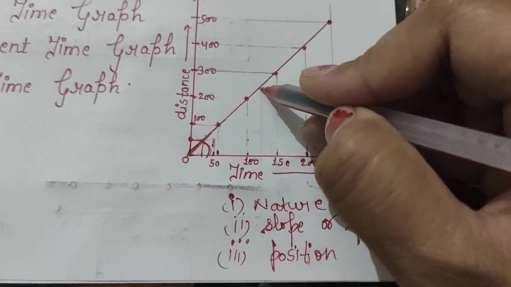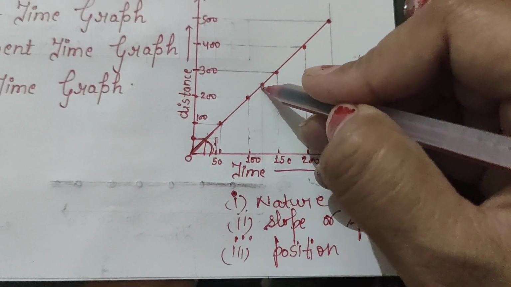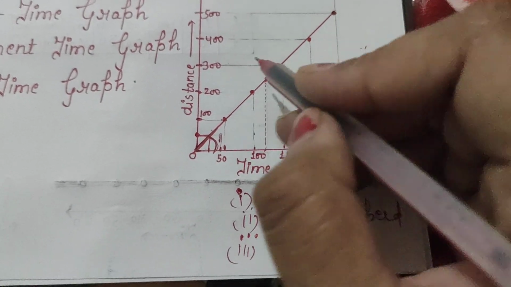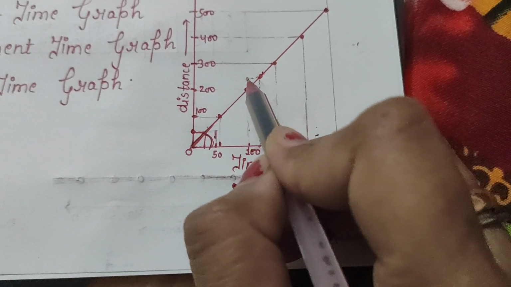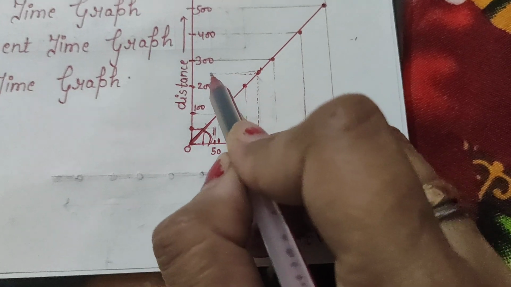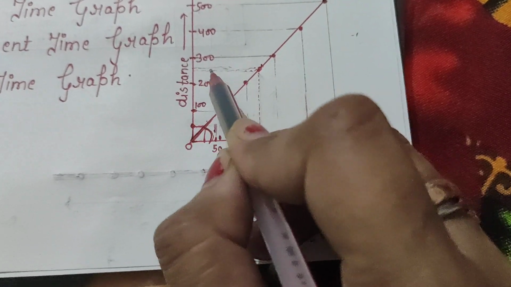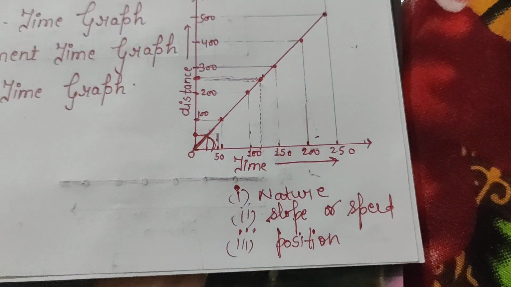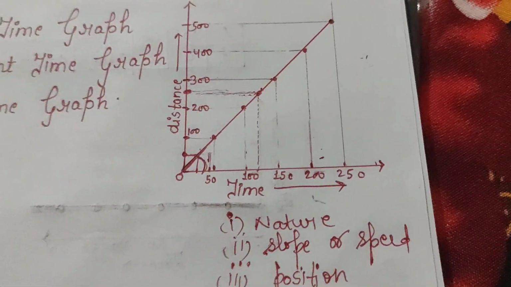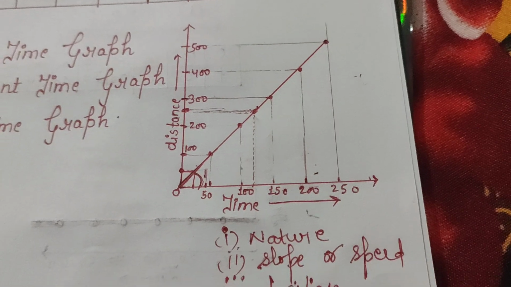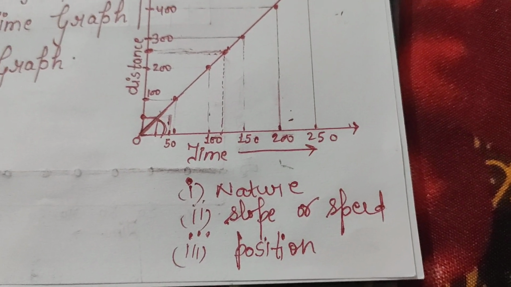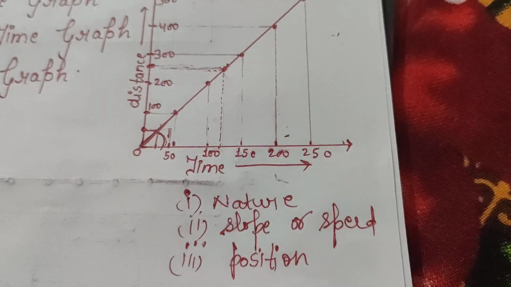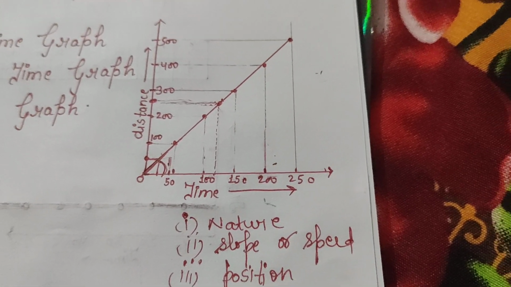Suppose somebody asks about this position, you will simply draw a perpendicular on the time axis, and corresponding to that point you will draw a perpendicular on the distance axis, that means the y-axis also, and you can find out the distance of that particular point to be 250. And remember that you can find out 3 things from this graph: the nature, secondly the slope or speed, and the third one, the instantaneous position of an object.